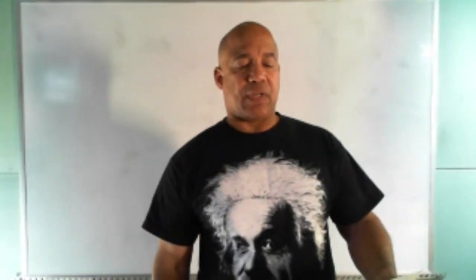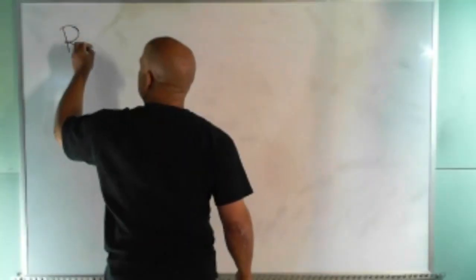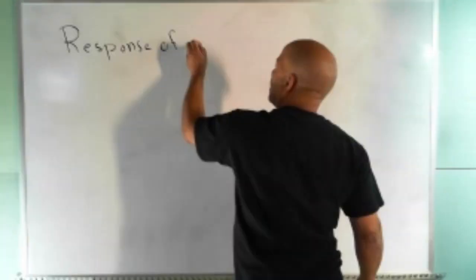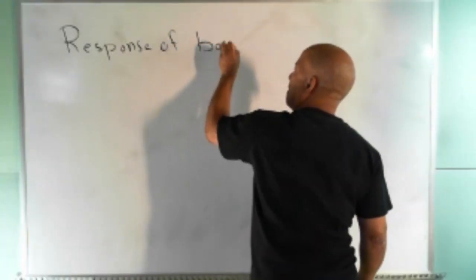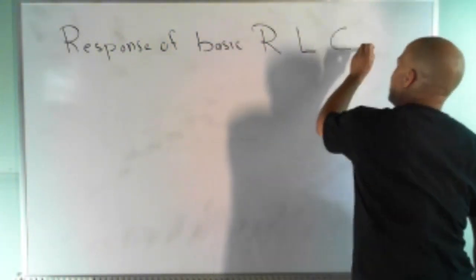So this is the topic sheet that deals with AC oppositions. So it says at the top, response of basic R, L, and C elements. So let me put that on the board. So it says response of basic R, L, C elements.